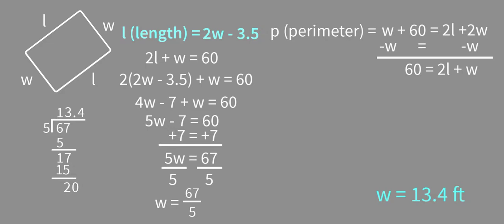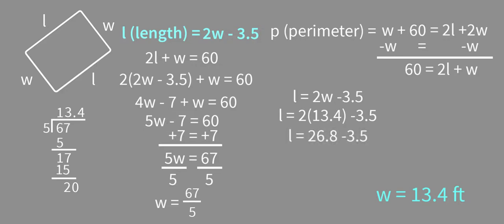Now we can substitute into our equation for length. Length equals 2 times the width, which is 13.4, minus 3.5. That equals 26.8 minus 3.5, which ends up being 23.3 feet. And width equals 13.4 feet.